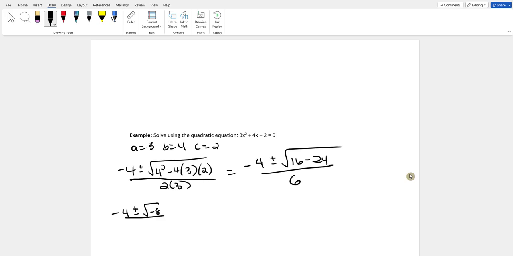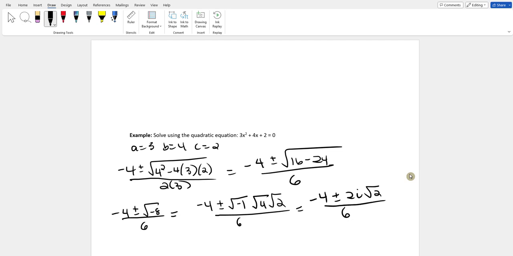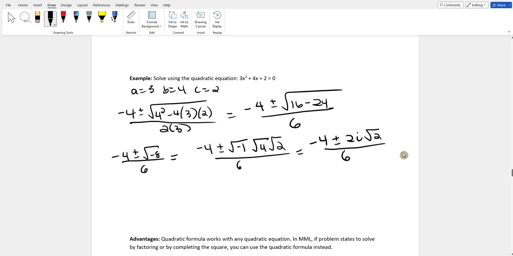So in this problem, we're going to have i's as part of our solution. I'm going to go ahead and break up this square root of negative 8 into the square root of negative 1, the square root of 4, the square root of 2, all over 6. This gives me negative 4 plus or minus 2i square root of 2 all over 6. Let's go ahead and separate this. This will be negative 4 over 6 plus or minus 2i square root of 2 over 6.